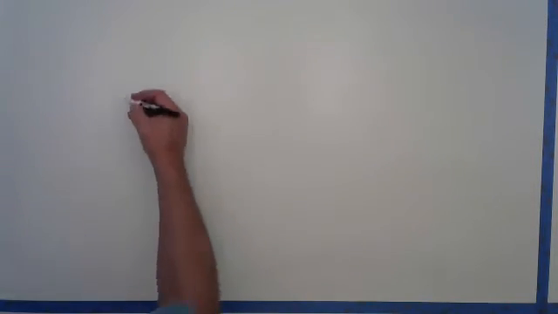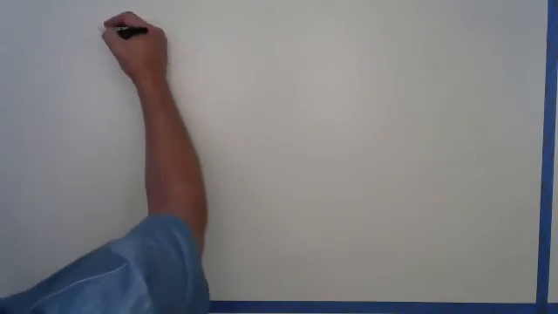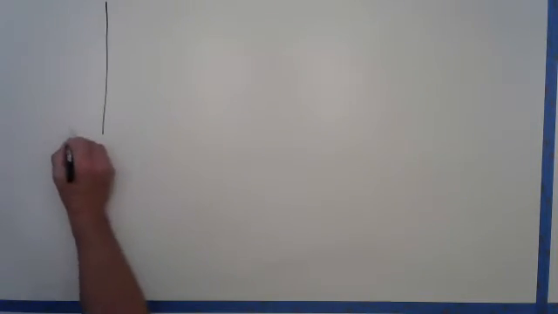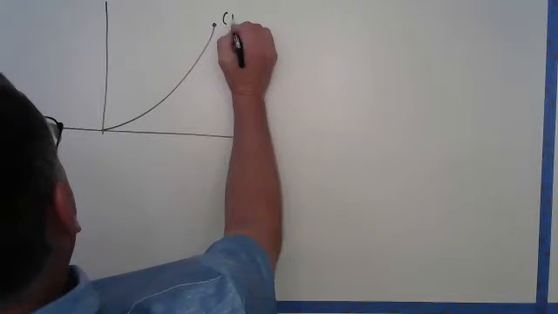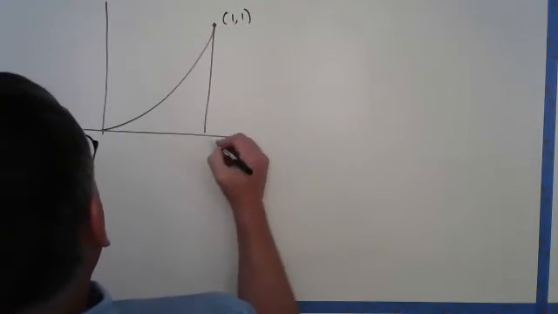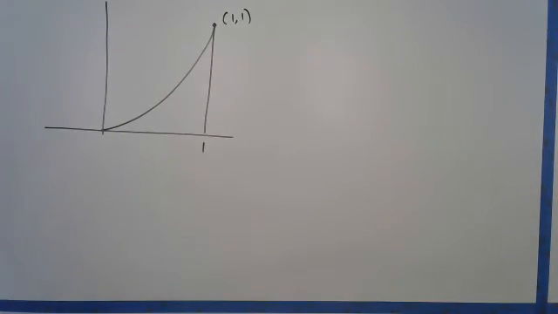So how do we go about, I'm going to redraw that now. How do we go about finding the area of something like this? You know, we've got our parabola. This is the point (1, 1). How do we find the area of this?